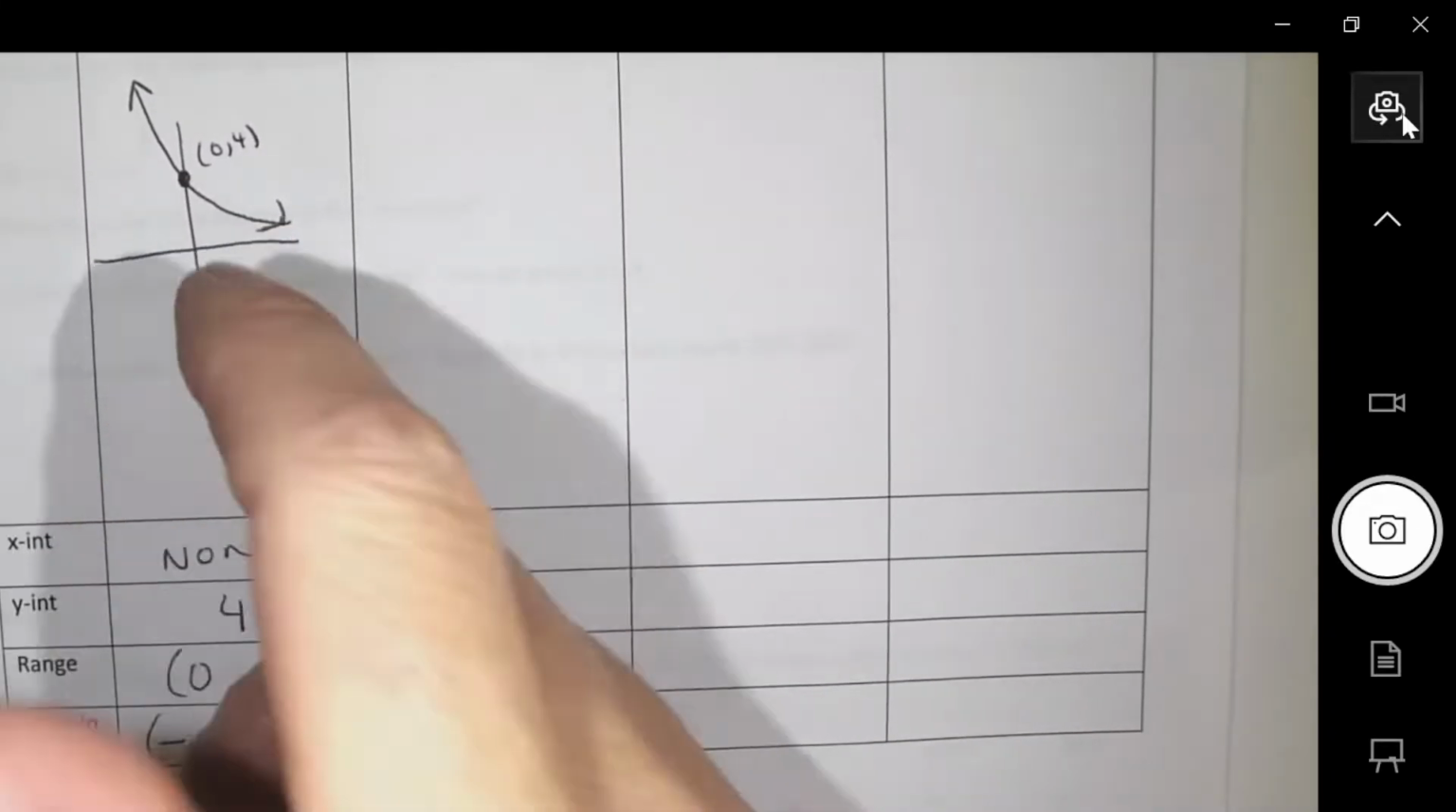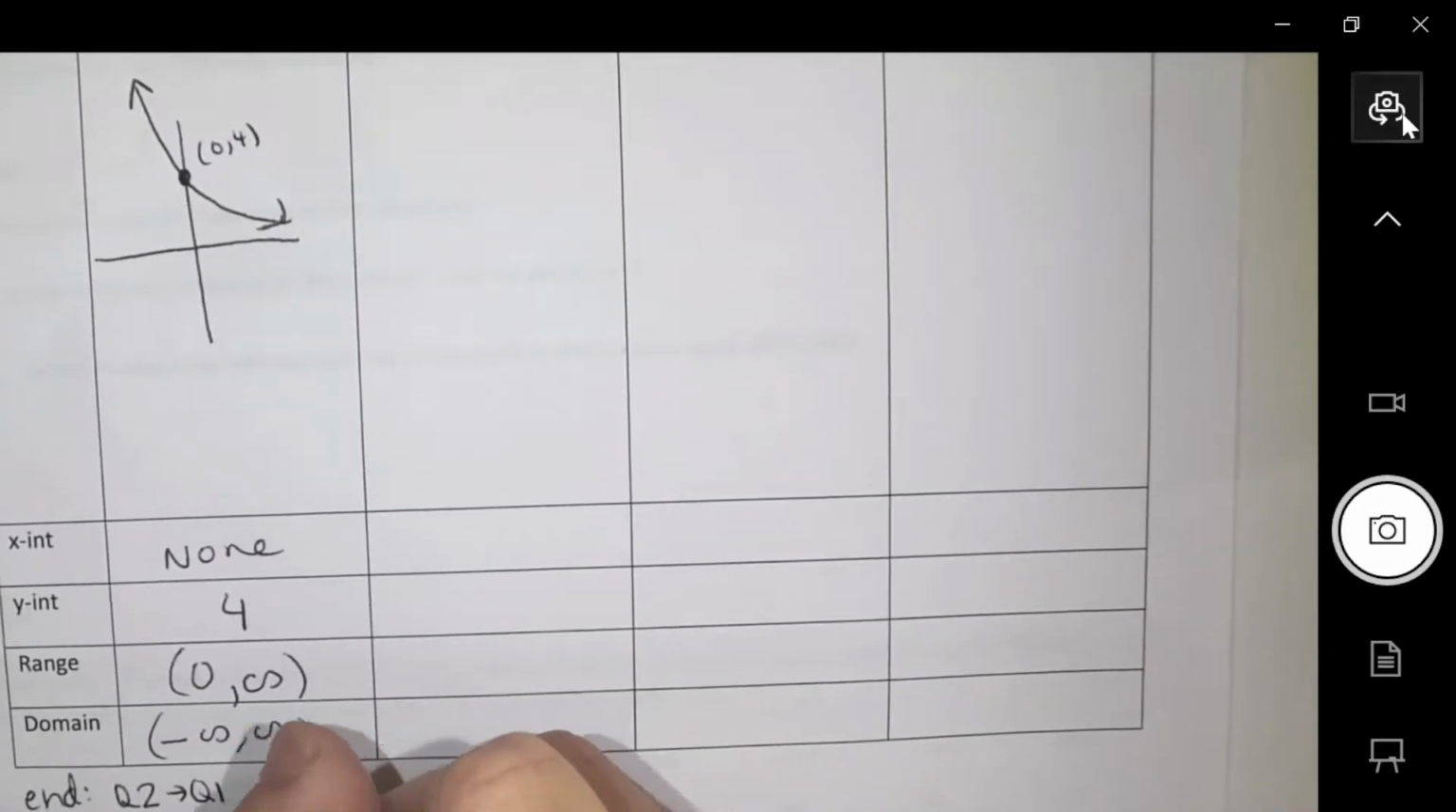I don't know if I put any of these in the test, but what if I asked you just end behavior stuff? I'm going to throw that on there. It's going from what quadrant to what quadrant? So this is in quadrant 2, and then it goes into quadrant 1, decreasing as it's doing that. It's going from 2 to 1, decreasing.